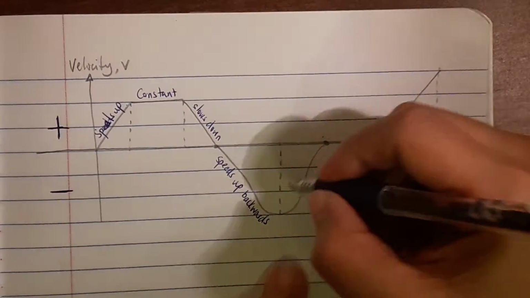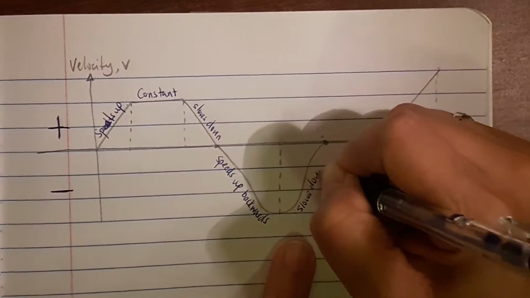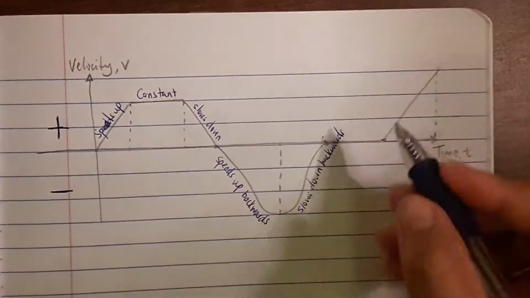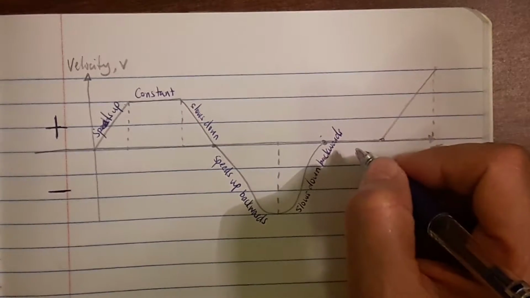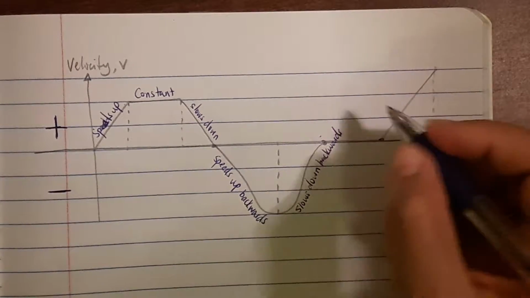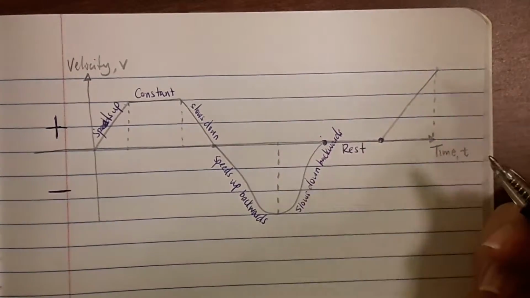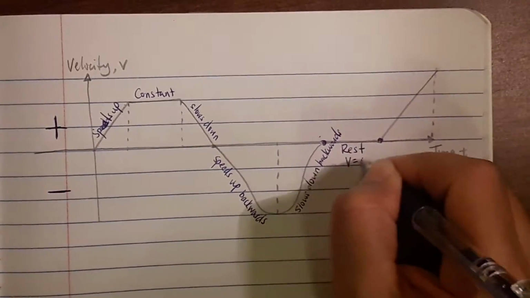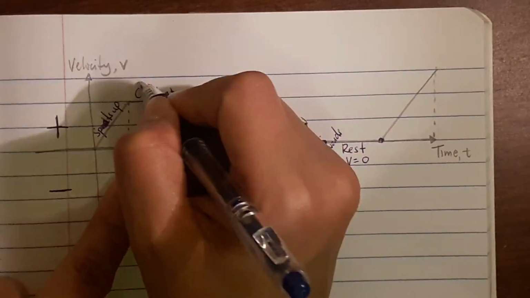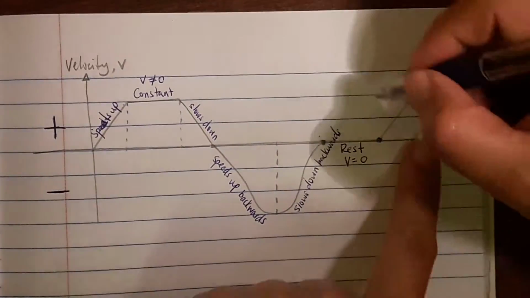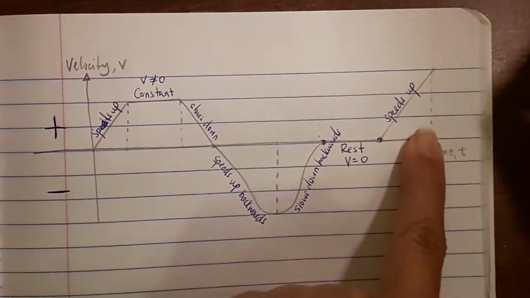And now it begins to slow down, and then the velocity at that dot is actually 0, and it stays at 0. So if velocity is 0, it's now at rest. Right, and then in this case again, it speeds up again. So velocity over there is not 0, that's why it's constant. And then over here it speeds up again.